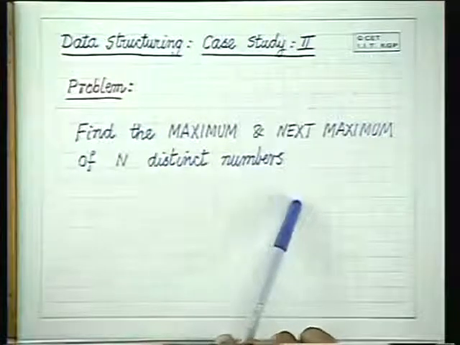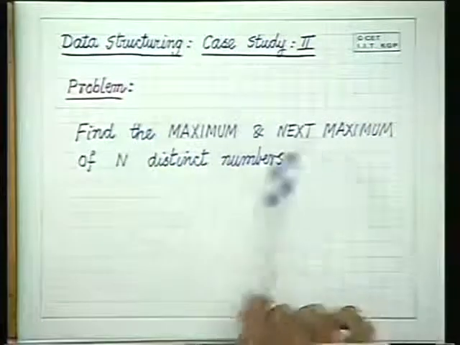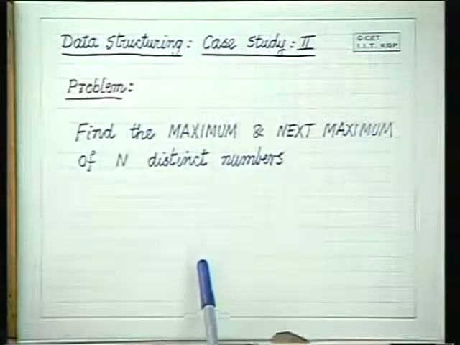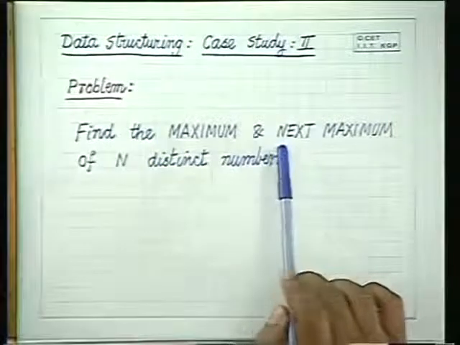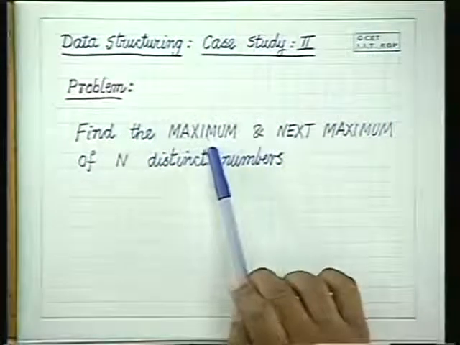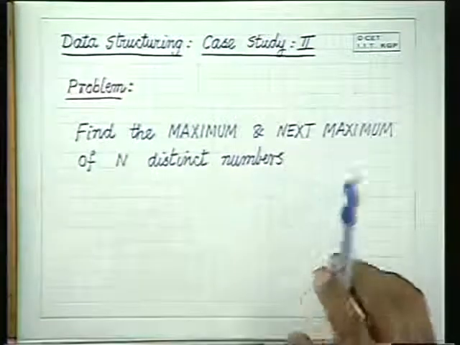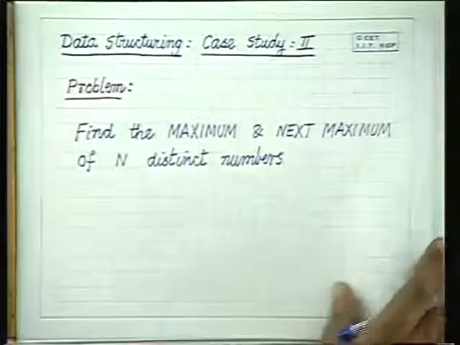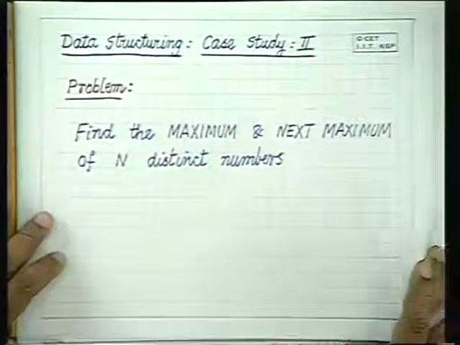We continue our study of data structuring, and we have seen the problem of finding the maximum and minimum of n numbers. Now we examine a second, very similar problem: finding the maximum and the next maximum of n distinct numbers, that is, the largest and the second largest. Like the maximum and the minimum, we will find the largest and the second largest by modifying the program for finding the largest of n numbers, and let us see what we will achieve if we do it that way.